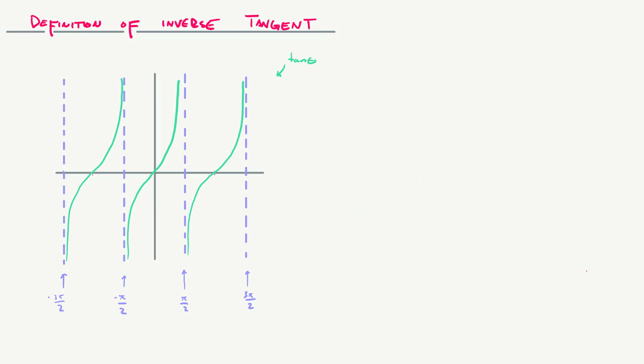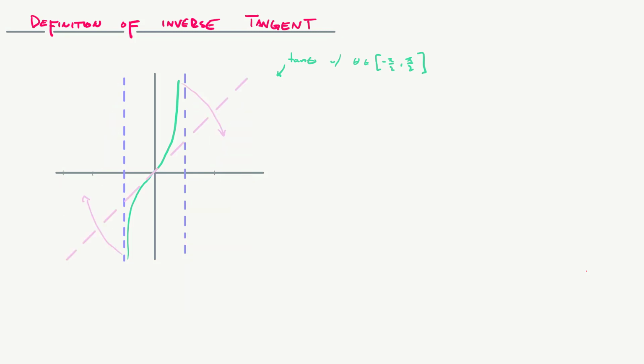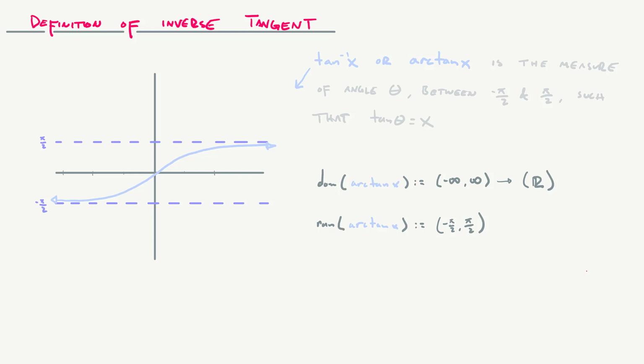Tangent, right? Moving right along to tangent. Tangent's just a repeated graph over and over for every period. Its period is pi. Let's just take one of them and reflect that thing over the line y is equal to x, and here we go. Here's tangent inverse, or arc tangent. It's the measure of angle theta between negative pi over 2 and pi over 2 such that tangent theta is equal to x, and its domain is all real numbers. You can plug whatever you want into the tangent function. However, its range is very limited. You have negative pi over 2 to pi over 2.